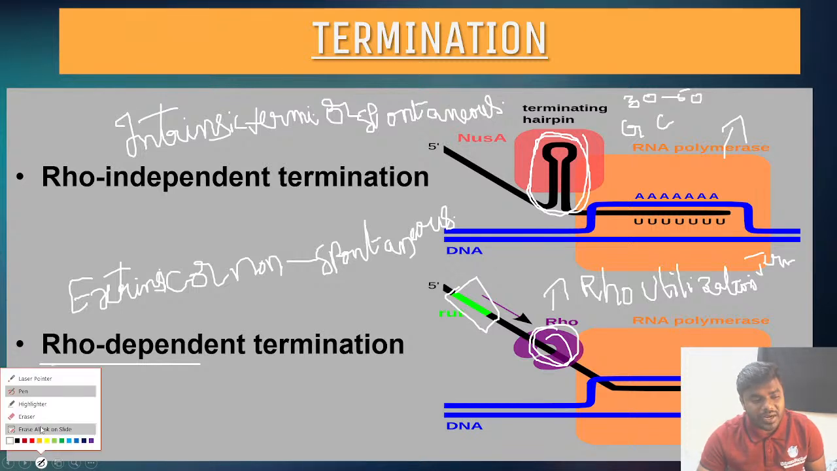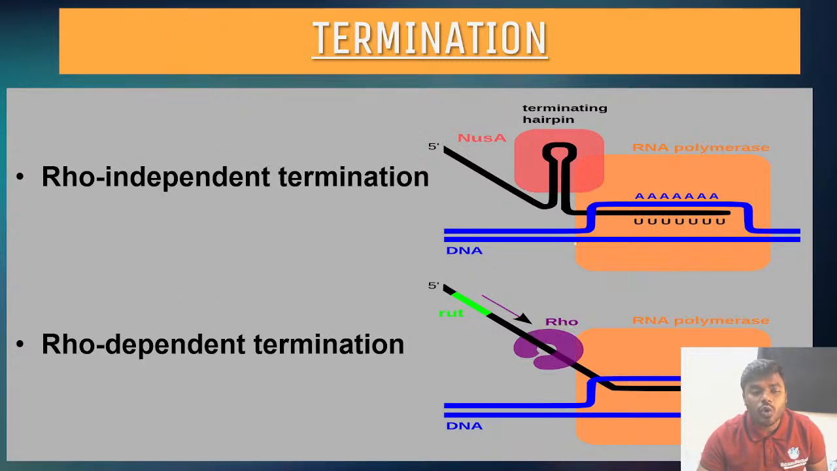I'll quickly summarize, friends. Focus, everyone. Whoever did not understand, I will show you the animation later. There are two types of termination. One is Rho-independent termination, or spontaneous termination, or intrinsic termination, where the RNA comes out on its own. The next is Rho-dependent termination, which means it compulsorily requires the Rho protein.